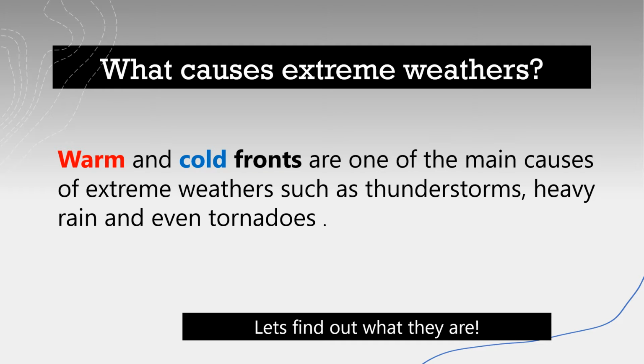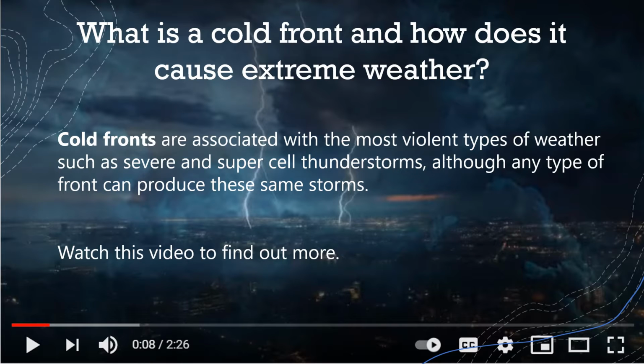Warm and cold fronts are one of the main causes of extreme weathers such as thunderstorms, heavy rain, and even tornadoes. So what is a cold front? Cold fronts are associated with the most violent types of weather, such as severe and supercell thunderstorms, although any type of front can produce these same storms. Watch the video to find out what a cold front is.